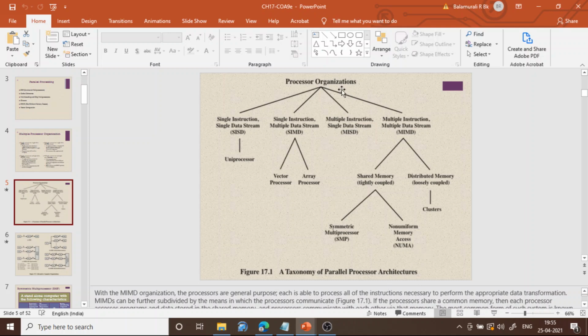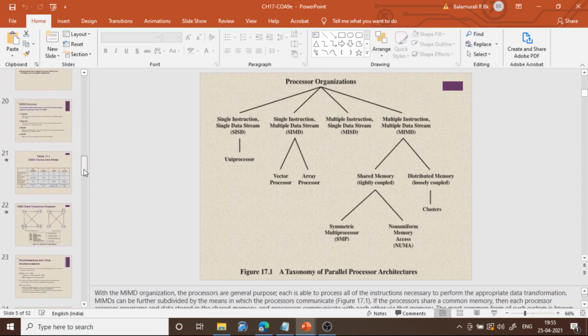If you recall this diagram, the processor organization follows Flynn's taxonomy: SISD, SIMD, MISD, and MIMD. Under MIMD, we have two categories: shared memory and distributed memory. Under shared memory, the commonly used one is SMP, symmetric multiprocessor, which we have discussed already. The one which comes under distributed memory, or loosely coupled systems, is clusters. That is what we are going to discuss in this lecture.